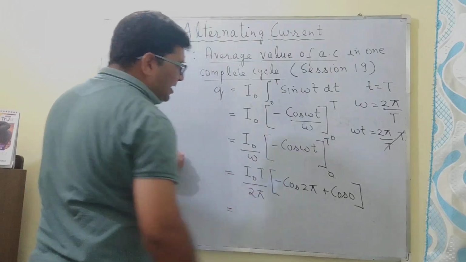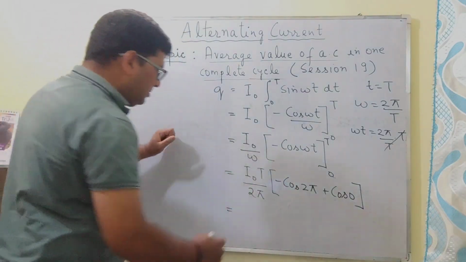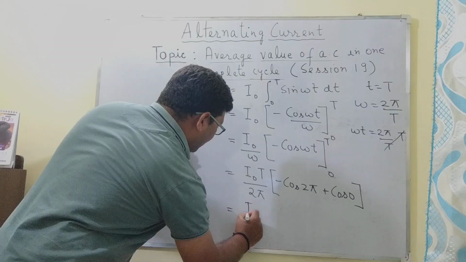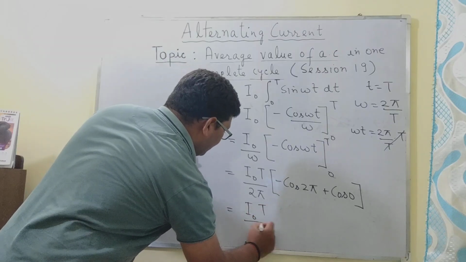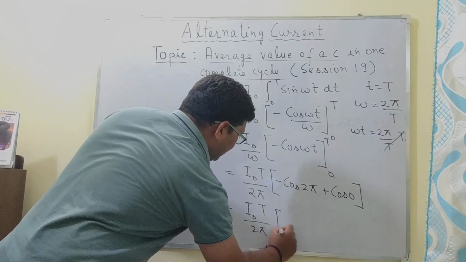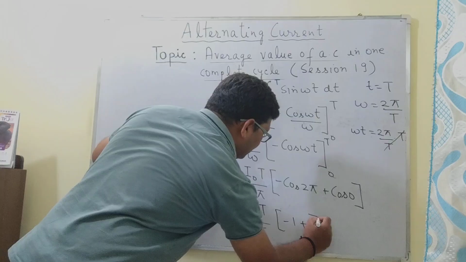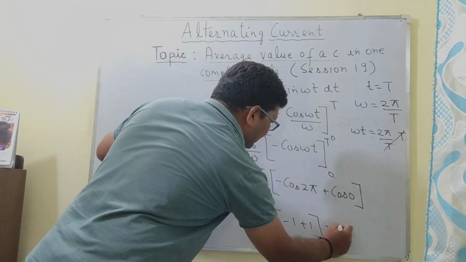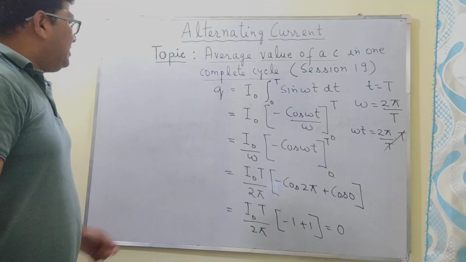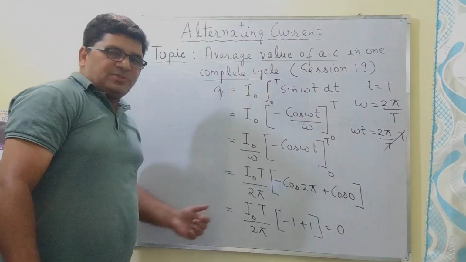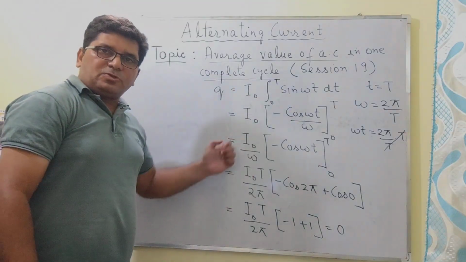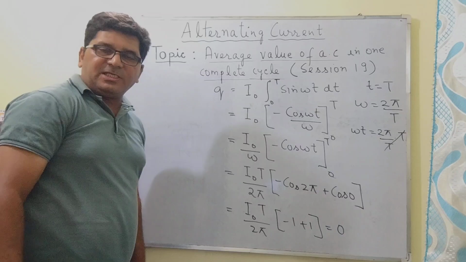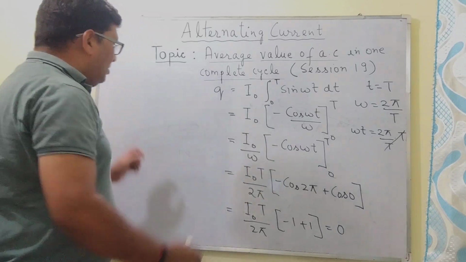Now the value of cos 2 pi is equal to 1. So I will be getting I naught T upon 2 pi times minus 1 plus 1, so this will be equal to 0. So finally I am getting the value of the total charge which will flow through a circuit in one complete cycle is equal to 0.